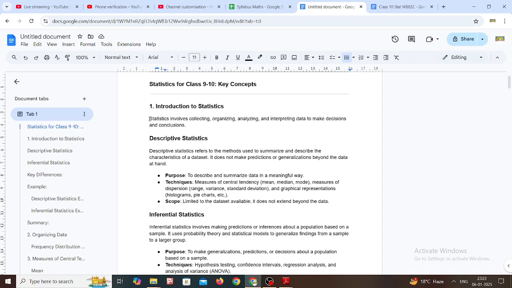Types of statistics. There are two types of statistics. One is descriptive statistics and another one is inferential statistics. Descriptive statistics refers to the methods used to summarize and describe the characteristics of a data set. Basically, it is used in summarizing of data.